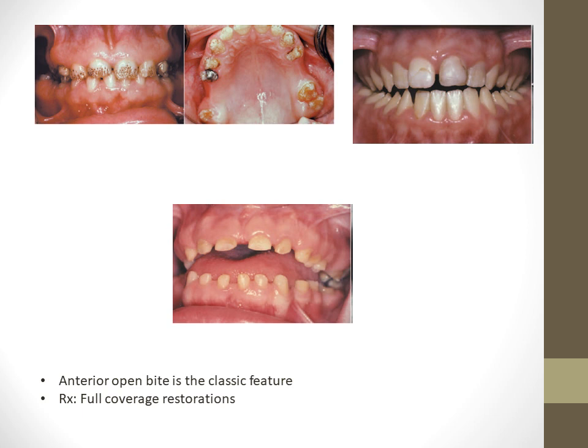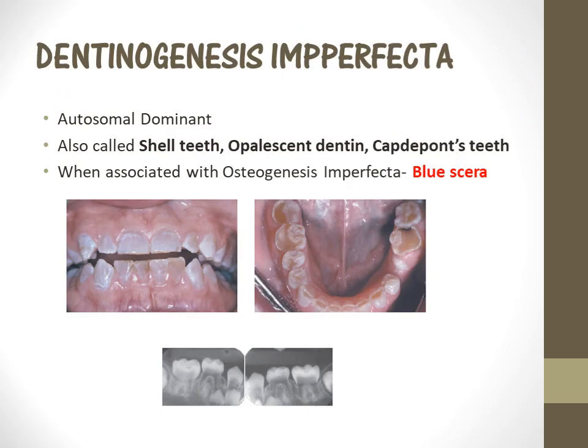Okay, so for all these types of classification, hypoplastic, hypomaturation, or hypocalcified, they tend to have sensitivity. So accordingly, the recommended treatment is full coverage restorations. Okay, moving on to dentinogenesis imperfecta.